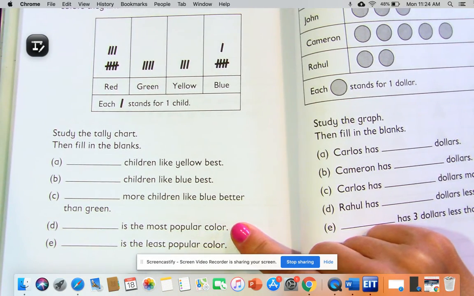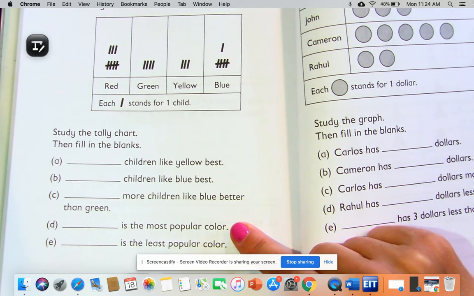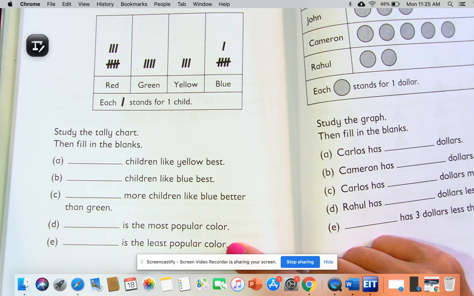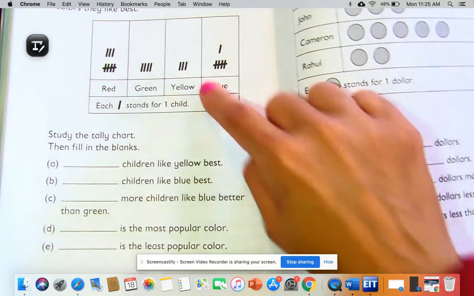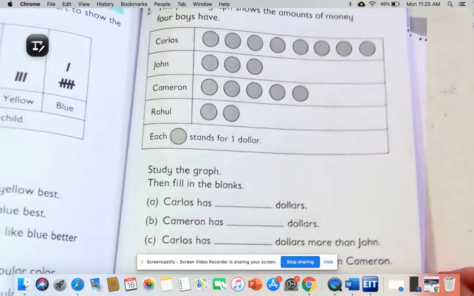Blank is the most popular color. In other words, what do the most of the kids like, the biggest number. And then blank is the least popular color. So which one is the smallest number? All right, here we have a picture graph.